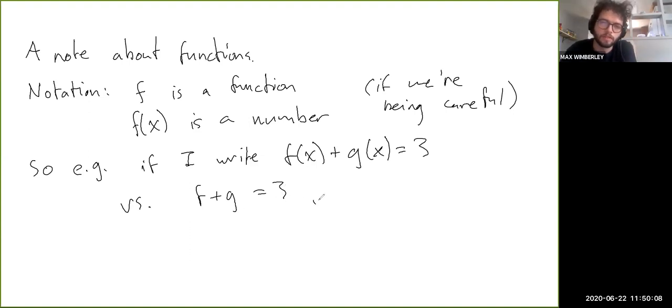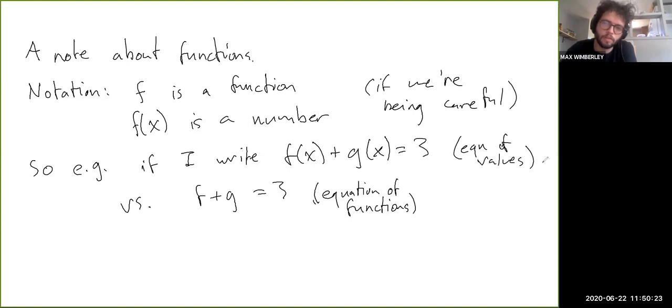So this is an equation of functions. This is an equation of values. Okay, so there's a distinction here. So that's the first thing that I wanted to talk about.